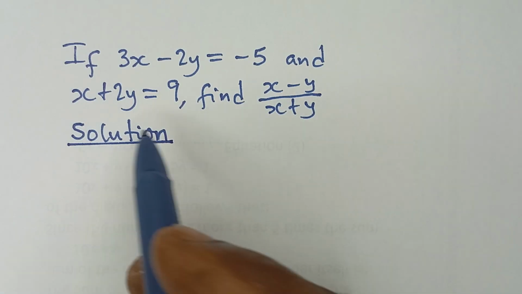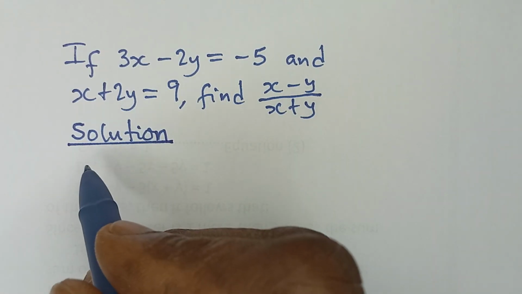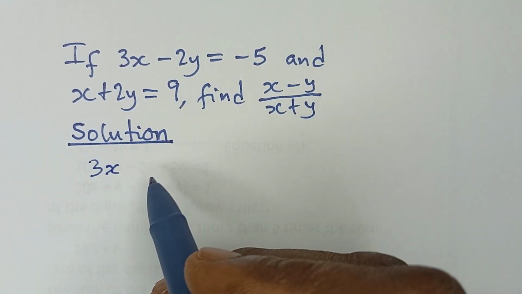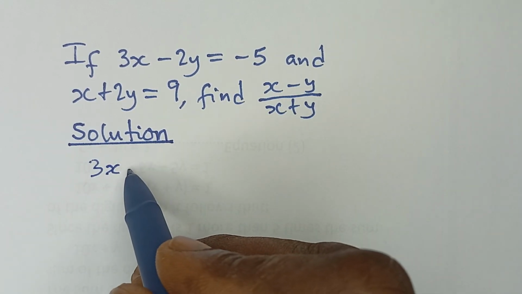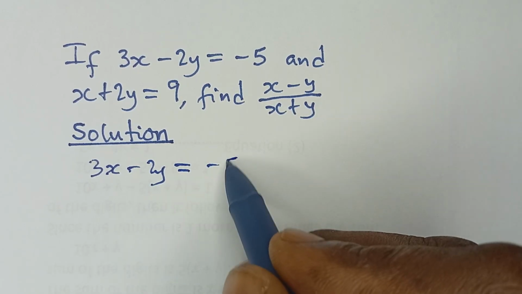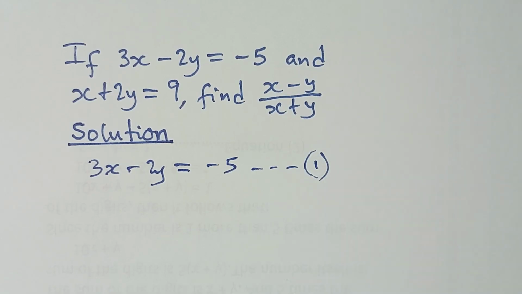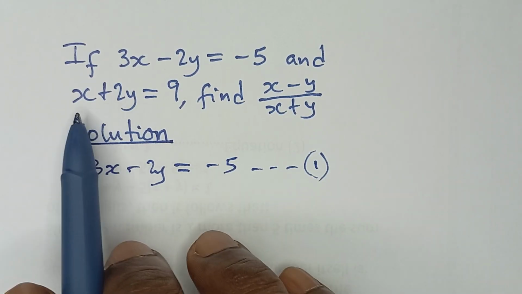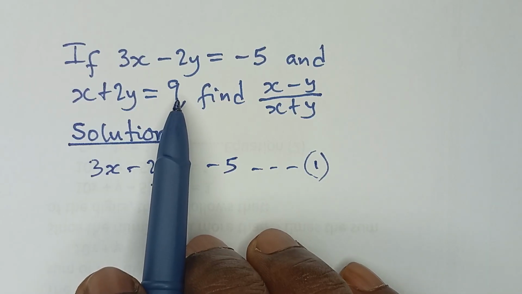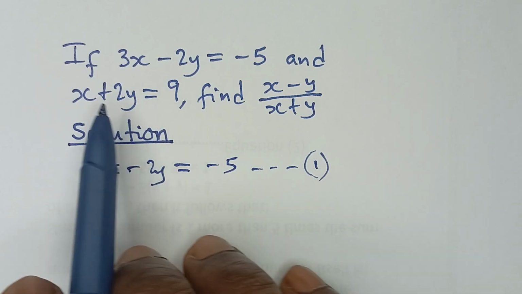Now, let me write down this equation first as equation 1. So that will be 3x minus 2y is equal to -5. So I'll take this as equation 1. And then I'll take this x plus 2y is equal to 9 as equation 2. But I don't want to write it down here because we are still seeing it here. So let's leave it here like this.